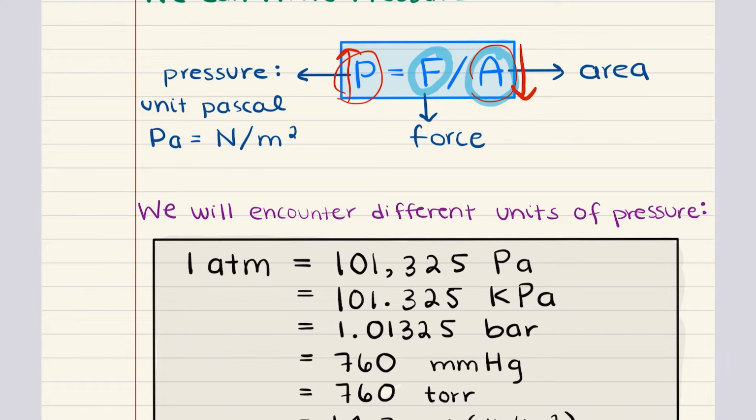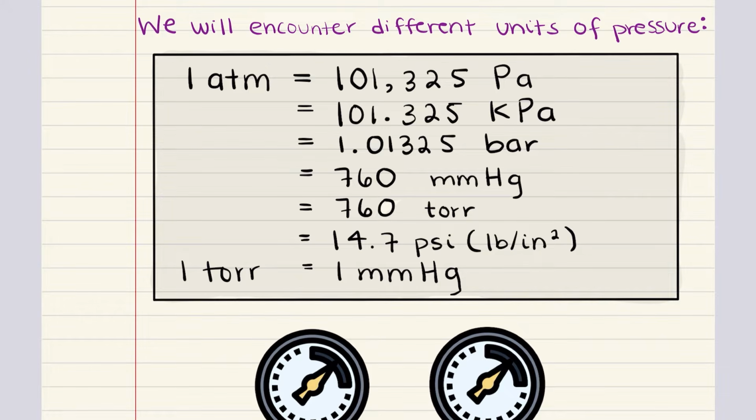Now, the SI unit for pressure is the Pascal, and it's equal to newtons per meter squared. So in other words, 1 Pascal represents 1 Newton of force exerted over 1 square meter of area. What's also important to note is that we're going to encounter different units of pressure, and we need to be comfortable and knowledgeable about how to convert between these different units of pressure. Common units of pressure that you're going to encounter include Pascal, bar, torr, millimeters of mercury, and atmosphere. Please spend some time familiarizing yourself with these units.